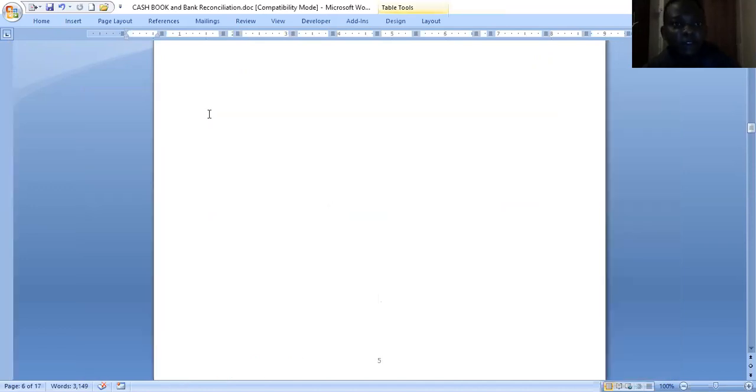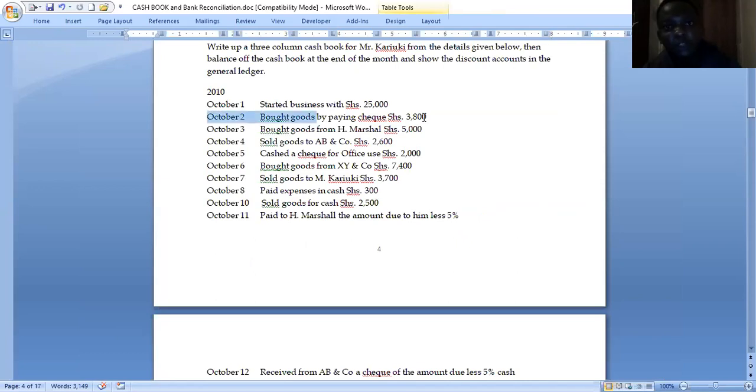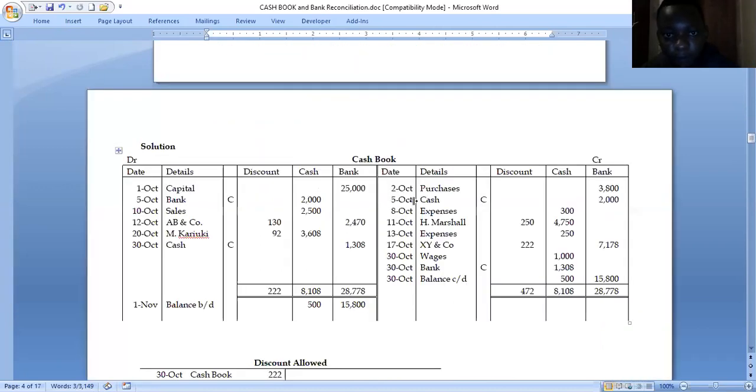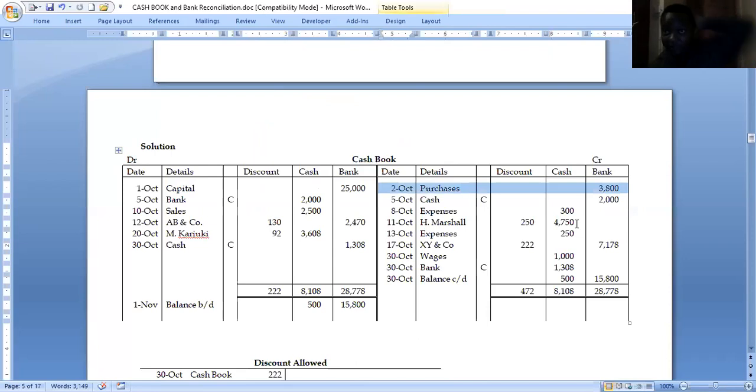Then we move on to our second transaction. Bought goods by paying check 3,800 shillings. So in this case, the two accounts here are purchases and bank. So purchases is going up, bank is going down. So therefore, debit purchases, credit bank. I hope you are together. So debit purchases, and then credit bank. So in our cash book on the bank column, we credit as highlighted there.